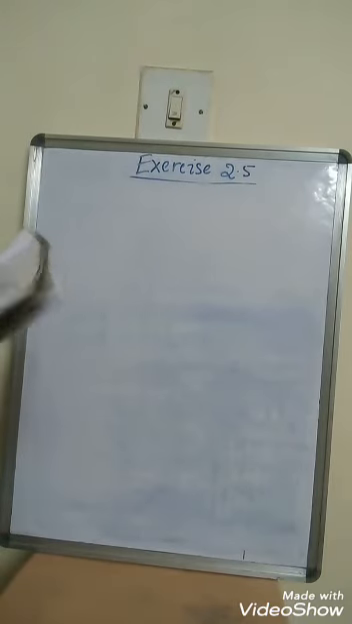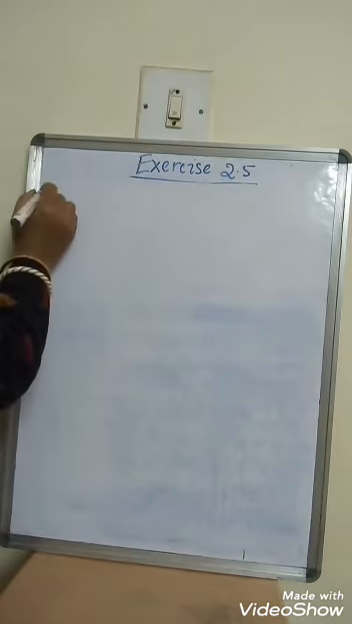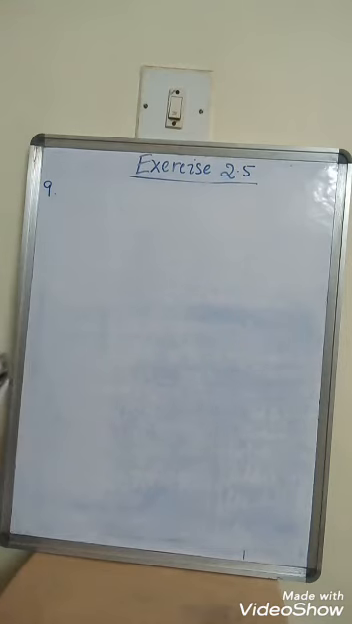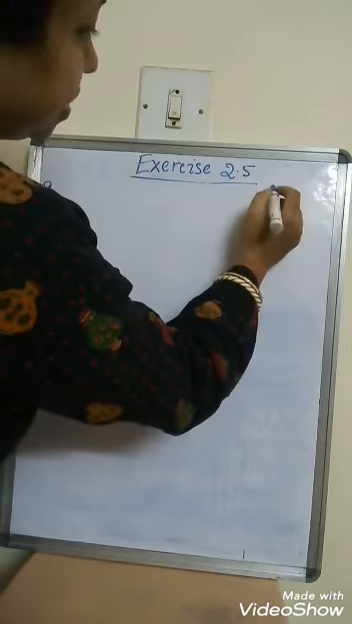So now we come to question number 9. What is said in question number 9 is, look into your book, page number 59. A ladder 10 meter long reaches a window 8 meter above the ground. Find the distance of the foot of the ladder from base of the wall. Right. So now they have said that there is a wall.